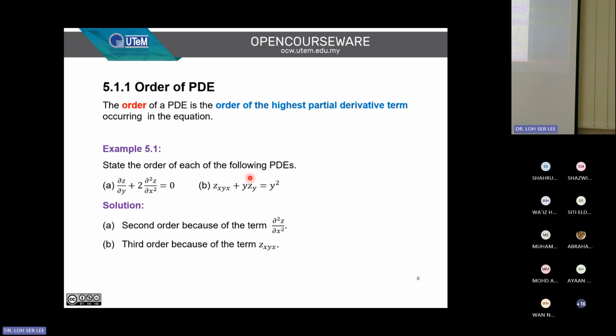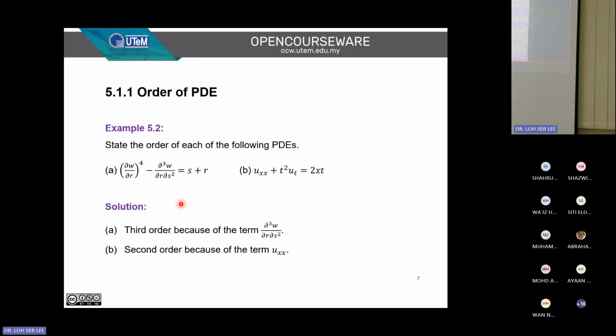The order of a PDE is the same as for an ODE. To identify the order of a PDE, we look at the order of the highest partial derivative. For example, this is a first order partial derivative, and this is a second order partial derivative, so the order of this PDE is second order, the highest one. In this one, this is third order and z subscript y is first order, so the order of this PDE is third order. Exactly the same as the ODE.